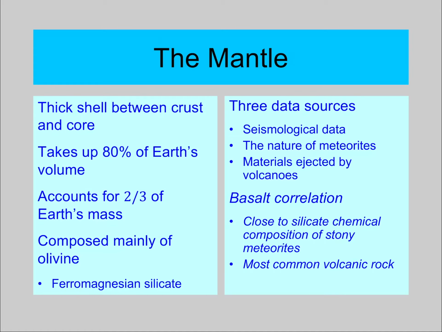And we have three data sources to tell us about our mantle, because we can't drill there to get there: seismological data, the nature of meteorites, and materials that are ejected by volcanoes, because that's coming from the upper part of the mantle. The basalt correlation is that because it's the most common volcanic rock and it's similar to the composition of stony meteorites, it tells us some stuff about our mantle that we wouldn't know otherwise.